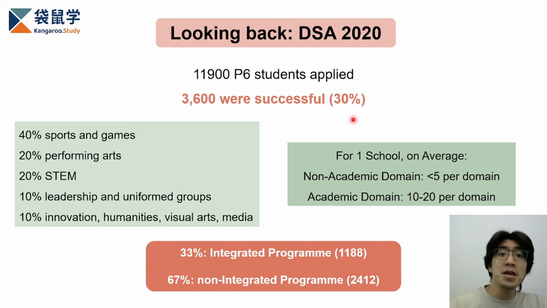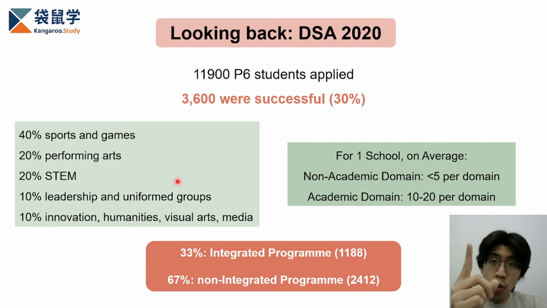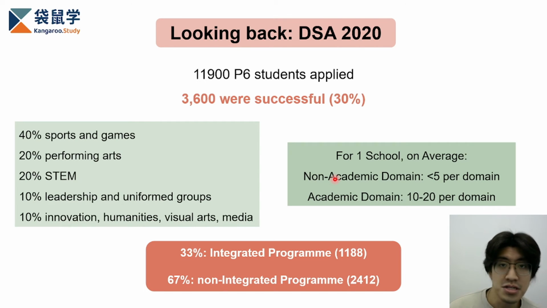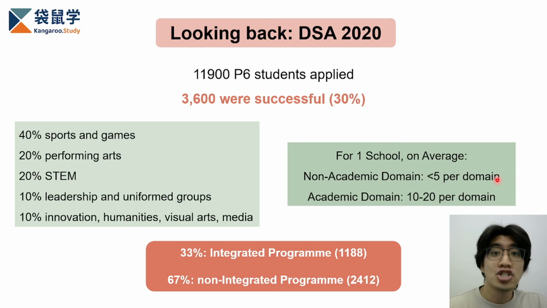3,600. That's around 30%. And among them, here is the proportion of students in different domains. On average, for one school, for any non-academic domain that we just talked about, like sports, art, and uniform group, they have less than 5 slots for each domain. And for academic domains, English, Chinese, math, and science, there are more available slots, 10 to 20 for a school.